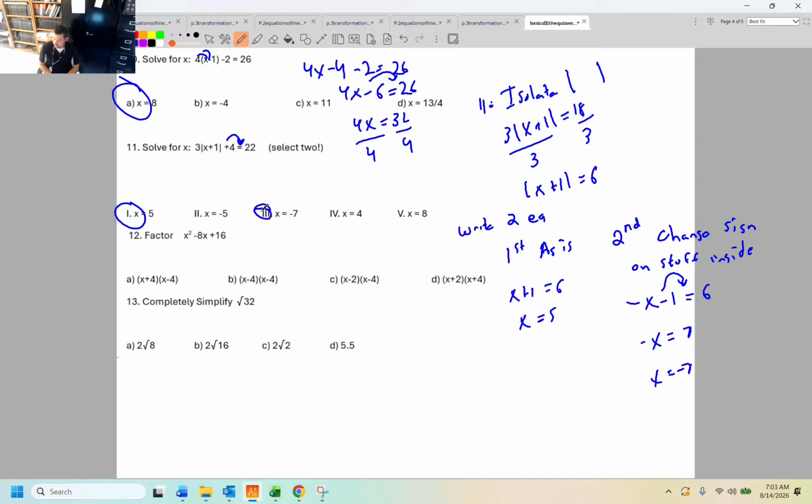12, your favorite F word, factoring. Now, a trinomial is created by the product of two binomials. It takes an x and an x to create the x squared. Things that multiply together to be 16 are things like 4 and 4. 4 and 4 is cool because 4 plus 4 is 8. You notice there's an 8.